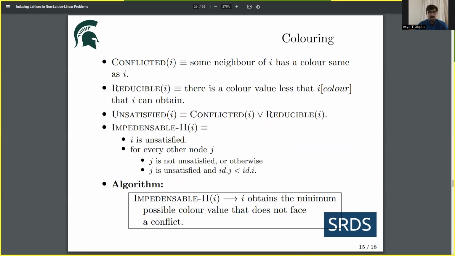We also have an algorithm for coloring. In coloring, we use the following macros. A node I is conflicted if some neighbor of I has a color same as that of I. A node I is reducible if it can reduce its color value without a conflict. An unsatisfied node is conflicted or reducible. Now, while deciding impedanceable, I has to see all other nodes and compare IDs in this particular case. And an impedanceable node changes its color value and obtains the minimum possible color value that does not face a conflict.